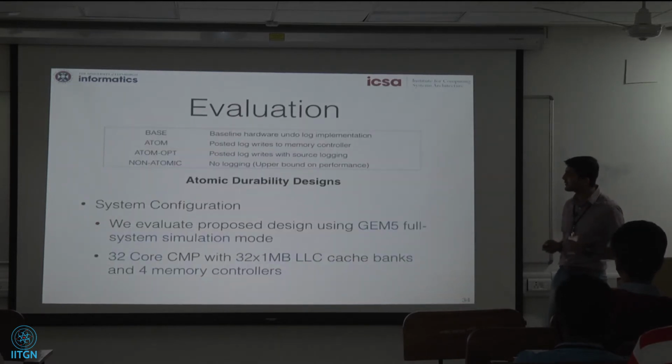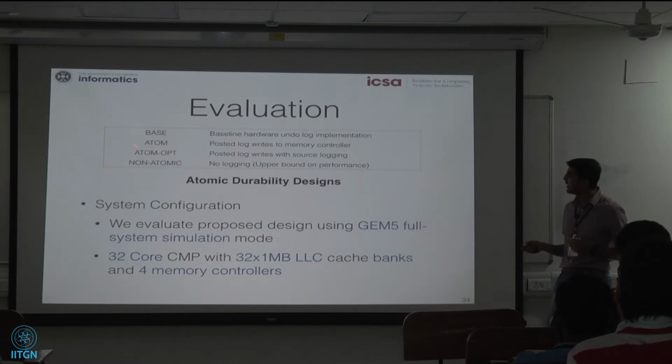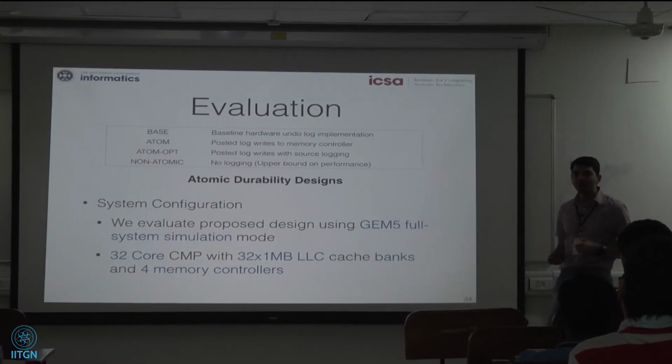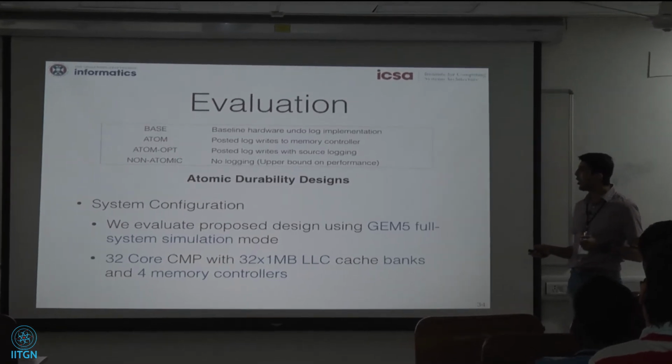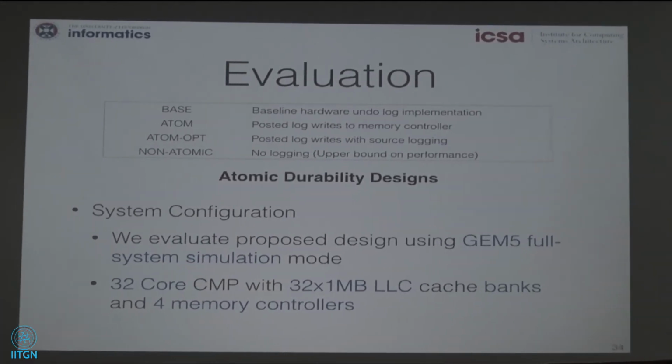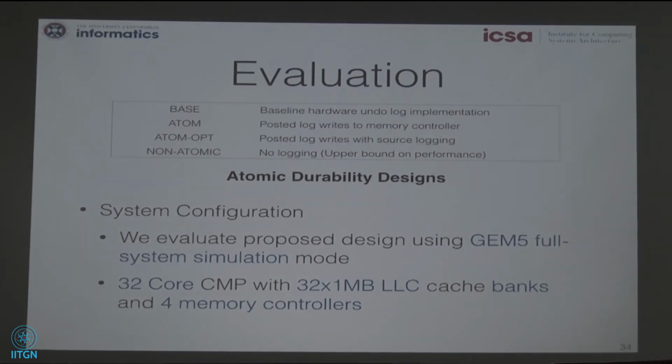So let us look at some results for this implementation. The designs that we'll look at here are a baseline design, which we saw previously, wherein the write to NVM is in the critical path of completing a store request. Then we'll look at Atom, which is doing posted log writes to the memory controller. We'll look at Atom opt, which not only does posted log writes but also does source logging if the store request misses in the cache. And finally, we'll look at a non-atomic design, which does not implement any support for atomic durability. So essentially, in some sense it gives you an upper bound on the performance that you can achieve.